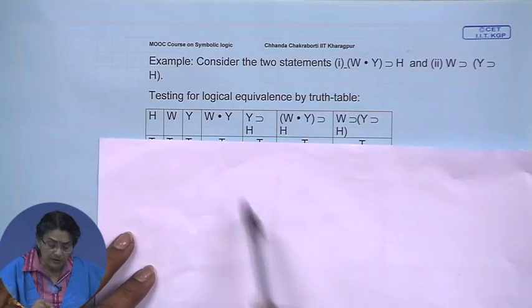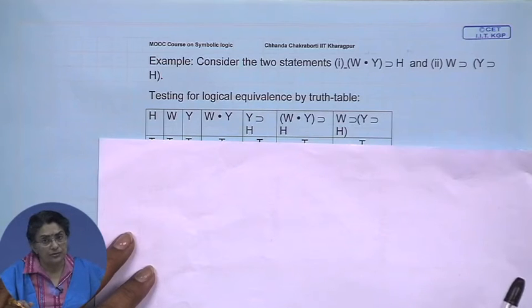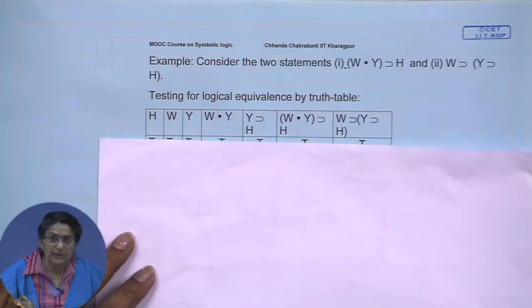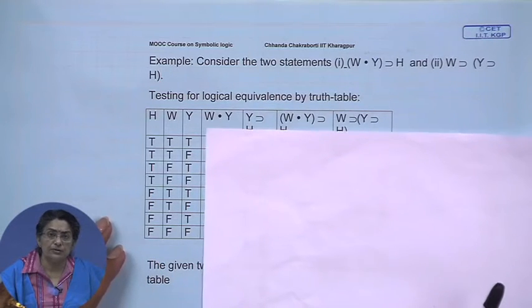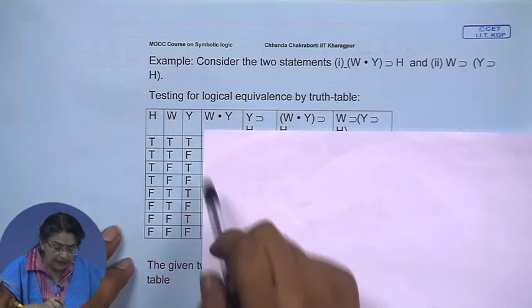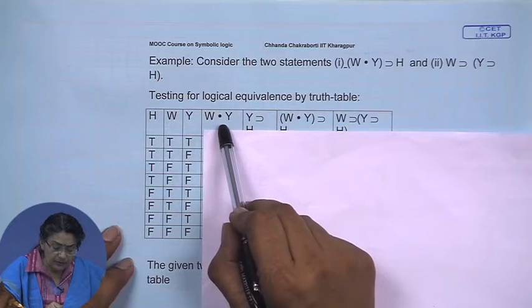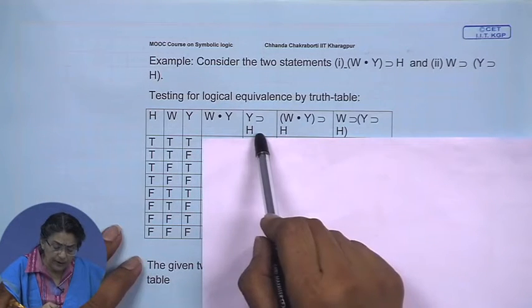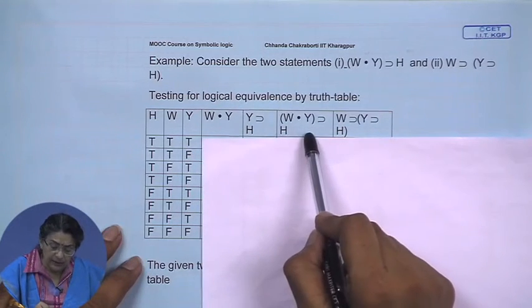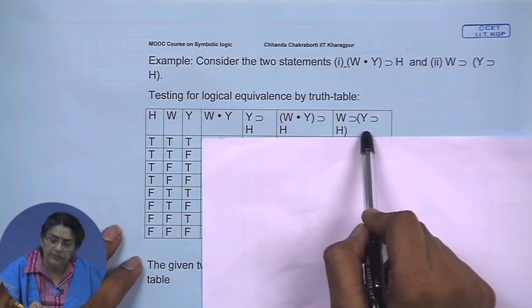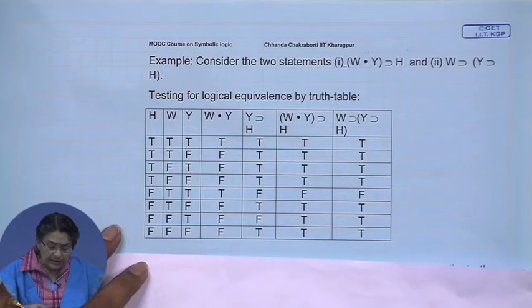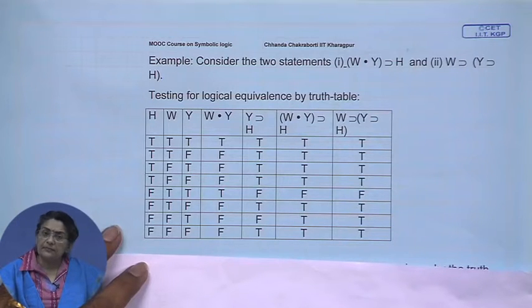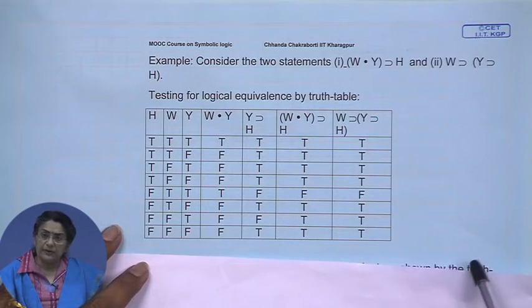How many rows? Answer is 8 rows. Distribution of truth values, you know that already. So, here is how this is going to be distributed, and then we just compute the value of W dot Y and here Y horseshoe H, and then we come here and we come here. All right. If you have done it correctly, then this is the result. This is the result you should have.